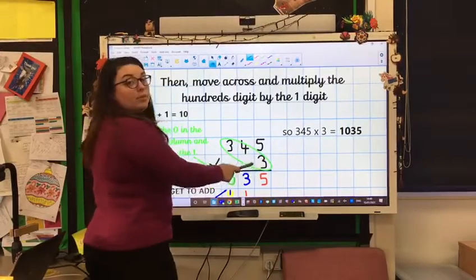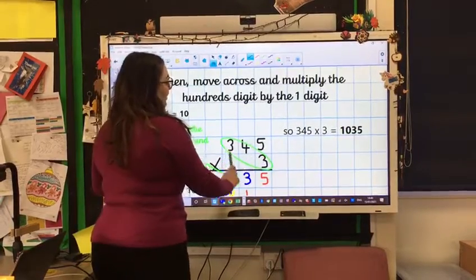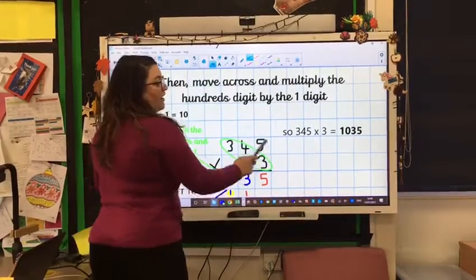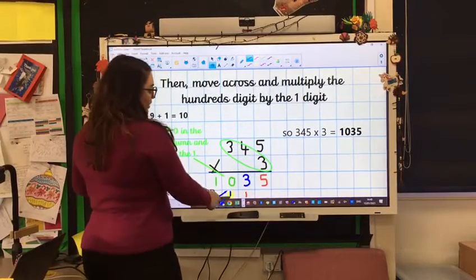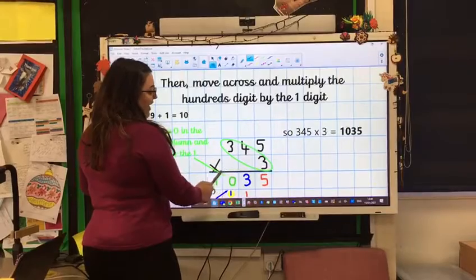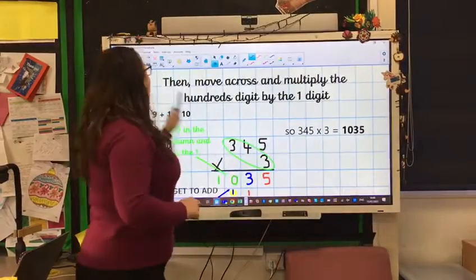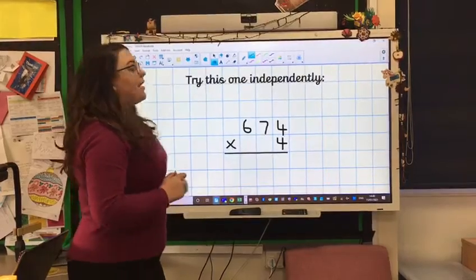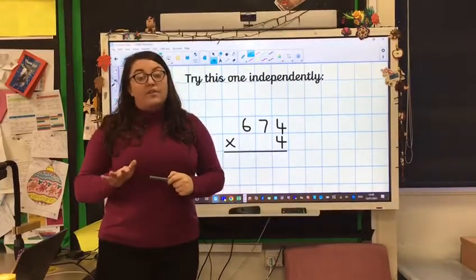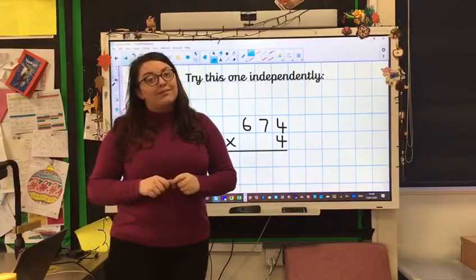And then we move on to multiplying our hundreds number by the single digit. 3 times 3 is 9. Add the 1 that's been carried over, which makes it 10. So we know this answer is 1035. Okay, give this one a go. Pause the video and I'll go through the answer with you in a moment.